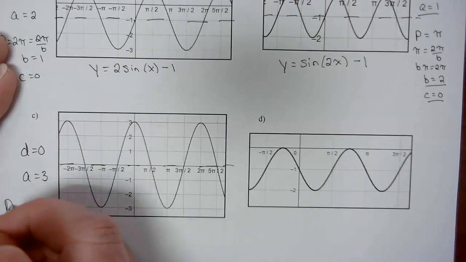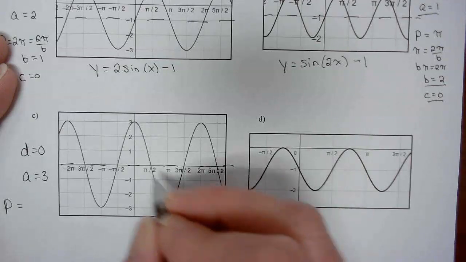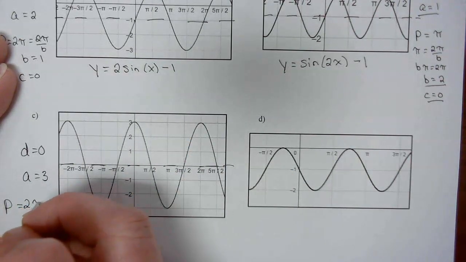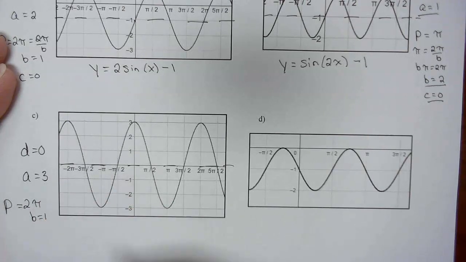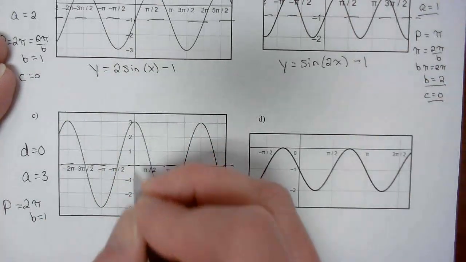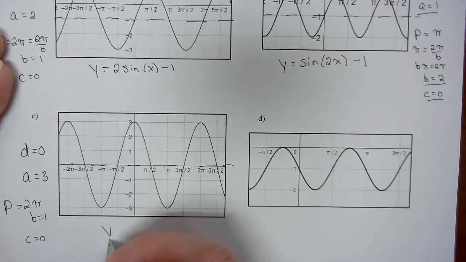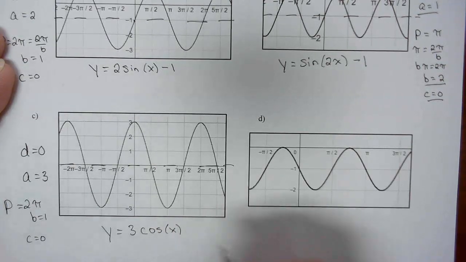The period is, how long does it take to make one full cycle? 2 pi, which means B is 1. And it's starting when x is 0, so our phase shift is 0. So this is just 3 cosine x.